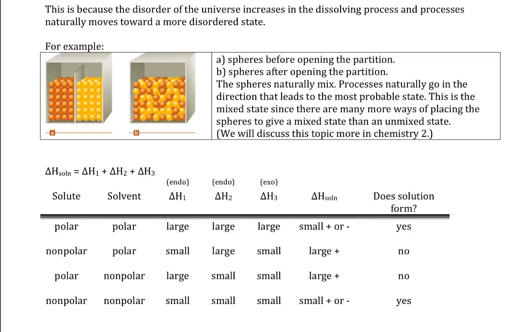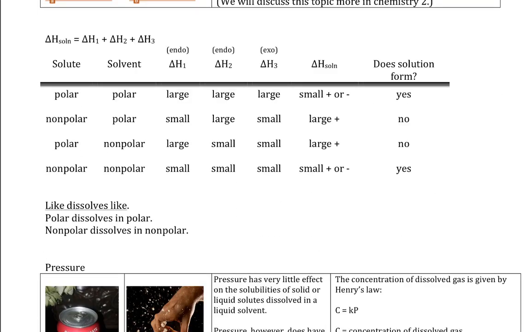All right, so a way to summarize this. Delta H of the solution is, as we said before, delta H1 plus delta H2 plus delta H3. We're going to consider several different solute-solvent possibilities. We'll consider polar and nonpolar. So if we have a polar solute and a polar solvent, then delta H1, which is always endothermic, is going to be a large number because those polar molecules like each other. They're not going to easily separate. With a polar solvent, we also have a large delta H2 because, again, they don't want to separate. It takes a fair amount of energy to do so.